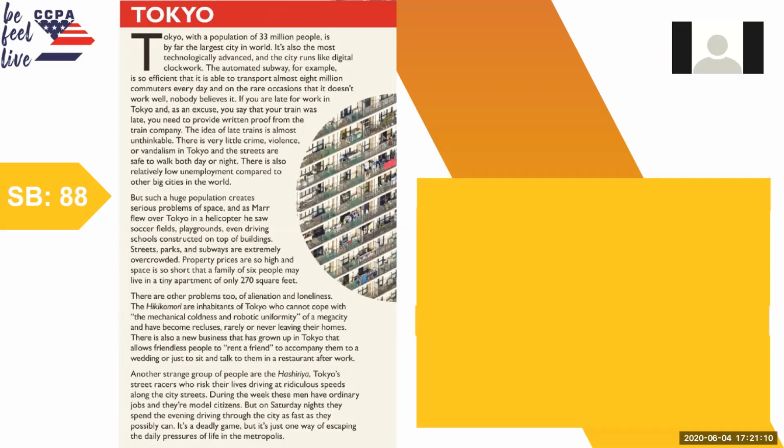Yes, but such a huge population creates serious problems of space. As Mark flew over Tokyo in a helicopter, he saw soccer fields, playgrounds, even driving schools constructed on top of buildings. Streets, parks, and subways are extremely overcrowded. Property prices are so high, and space is so short, that a family of 6 people may live in a tiny apartment of only 270 square feet.